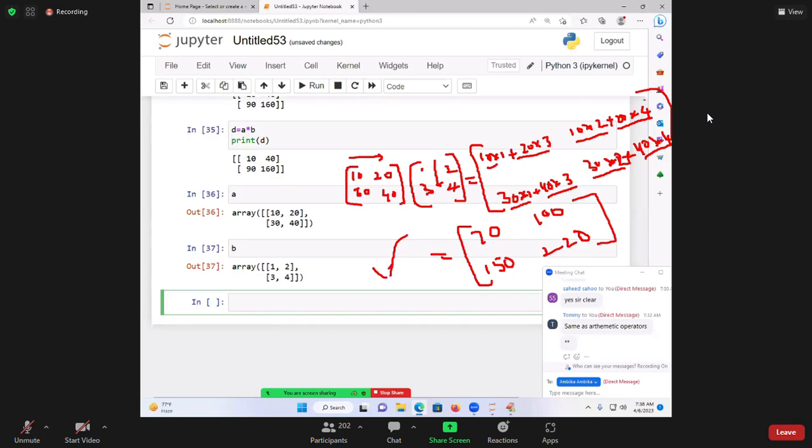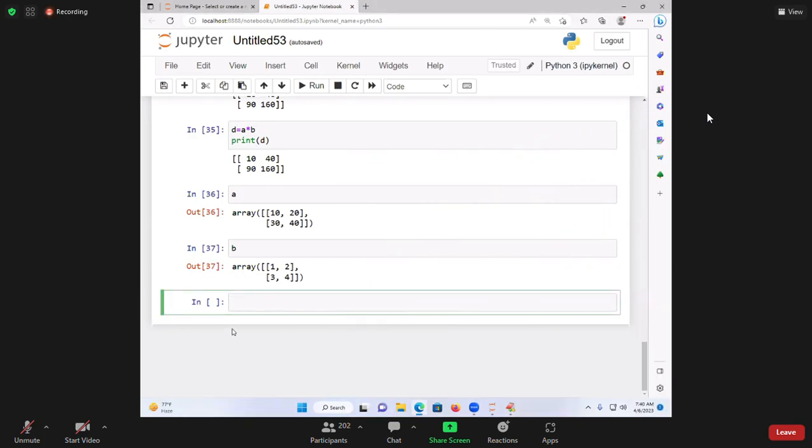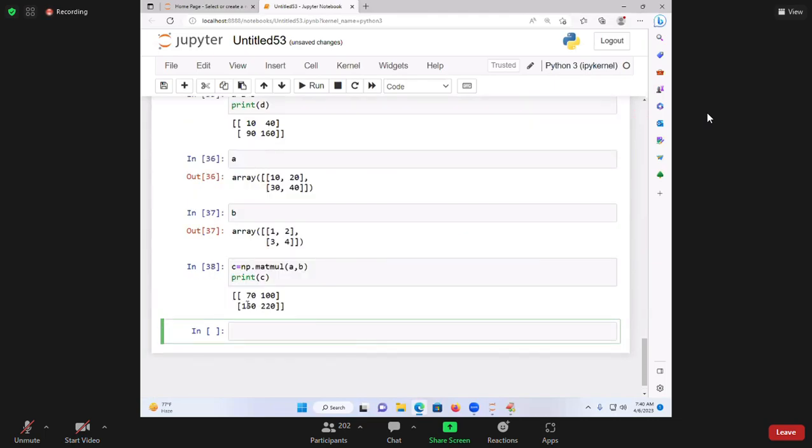If I want to get this data, there is a mechanism called what? NP dot, there is a function called matmul of A comma B. If I pass A comma B like that, you get the data like this. So let us write it and remember the result. C is equal to np.matmul of A comma B, and print C. Now you got it: 70, 100, 150 and 220. This is called matrix multiplication, matmul.